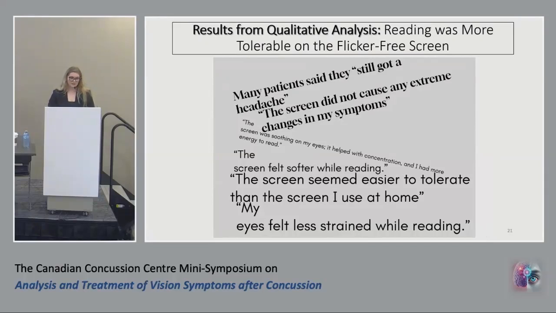We did a qualitative analysis to gauge the patients' subjective responses after using the screen, and the overall consensus after using the flicker-free screen was that reading was more tolerable. I'm going to read some of the quotes that the patients said. Many patients said they still got a headache. The screen did not cause any extreme changes in my symptoms. The screen was soothing on my eyes. It helped with concentration, and I had more energy to read. The screen felt softer while reading. The screen seemed easier to tolerate than the screen I use at home. My eyes felt less strained while reading.